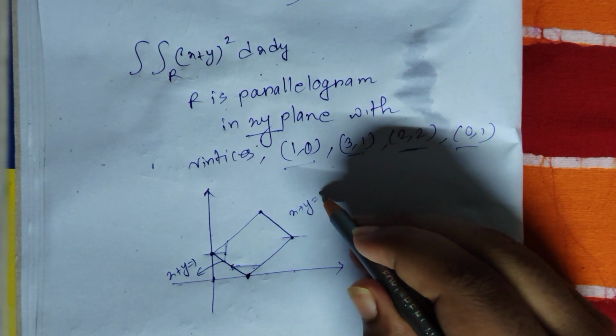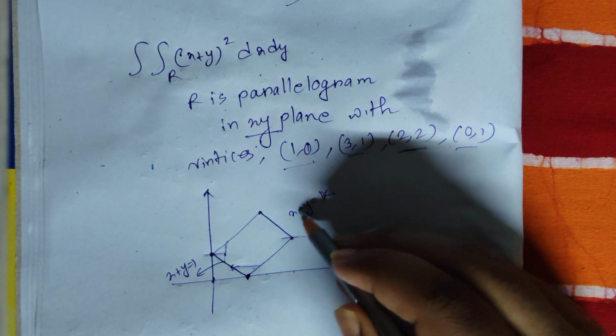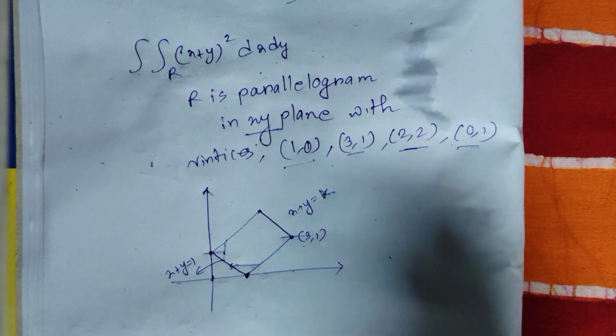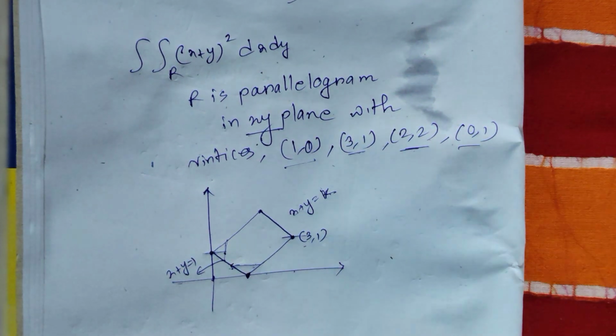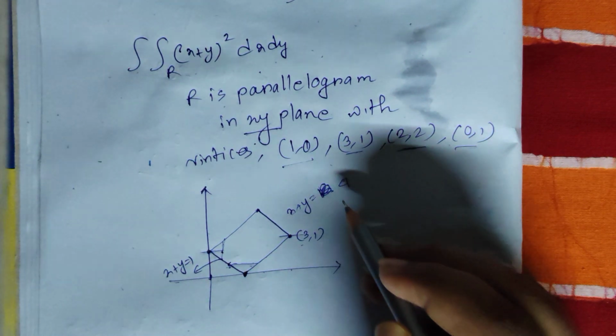Let's say this is k. This straight line is crossing from this point, which is 3 comma 1. Just put x as 3 and y as 1, and you will see k equals 4. So this is x plus y equals 4.